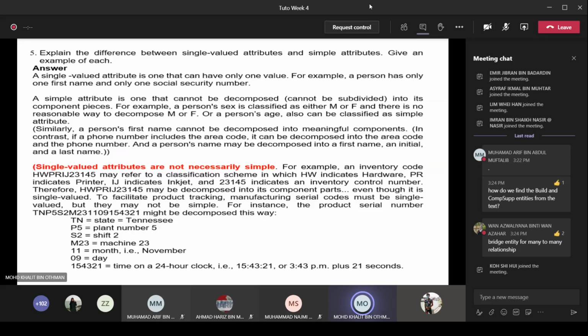Okay, class, this is a sample question and simple answer for question 5. What is the difference between a single valued attribute and a simple attribute? The main difference is that a single valued attribute can have only one value, and a simple attribute is one attribute that cannot be decomposed. Okay, this is the example of the main differences between single valued attribute and simple attribute.